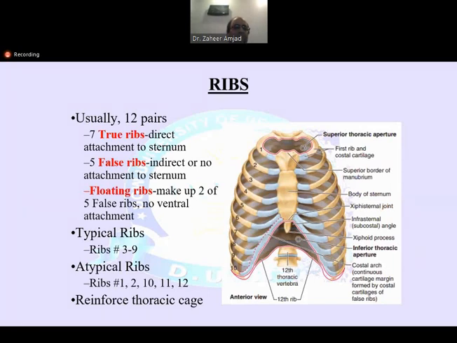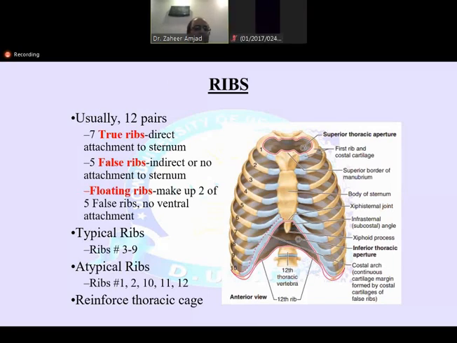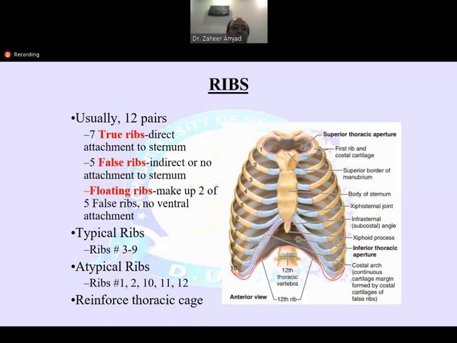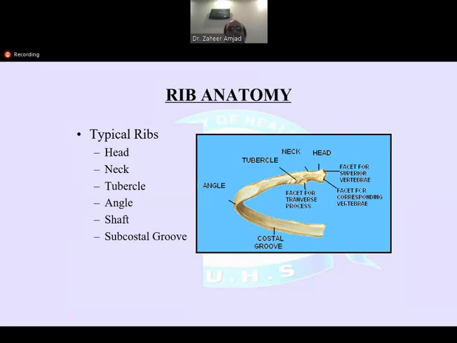Then if you talk about the ribs, they can be divided into typical ribs and atypical ribs. Typical ribs are those which extend between 3 and 9. The 3rd to 9th ribs are typical. That is, they have all the features in common with each other, right? And the ribs 1, 2, 10, 11, 12 are called atypical ribs. Why are they typical and atypical? Now, the typical rib has certain features which you can see in this diagram.